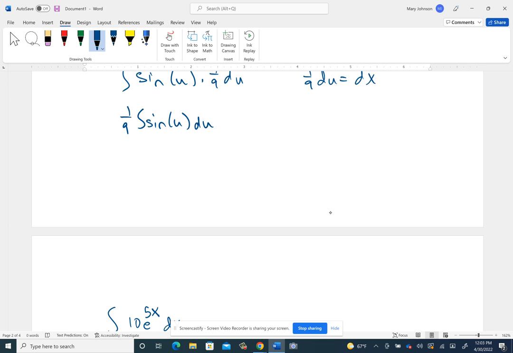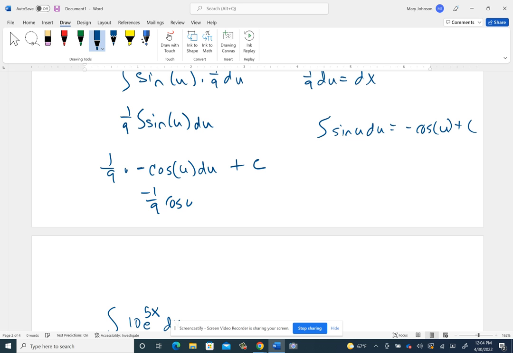And I know sine came from cosine, but you got to be careful. Either you've memorized this rule, okay? Or you just need to think about it: sine would have come from doing the derivative of cosine, but when I do the derivative of cosine, I would have gotten a negative. So I need to adjust for that and put a negative on this. And then I still have that 1/9, and I have a plus c. So that's negative 1/9 cosine of u plus c. Okay.